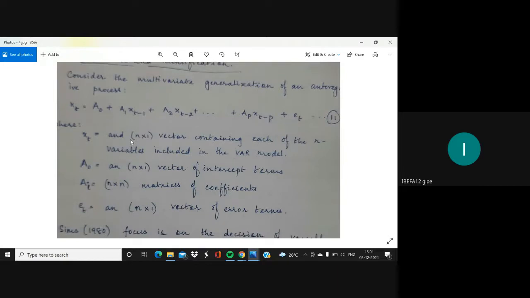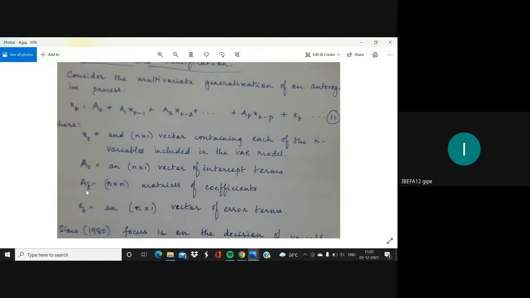So I think we had discussed up to this point. Now xt here is basically an n into 1 vector which contains each of the n variables included in the VAR model. So this will be your vector of endogenous variables, or all the variables whose interrelationships you want to study through your VAR model. Then a naught will be a vector of all the intercept terms. So you will have all your constant terms in the vector a naught here, and there will be n such constant terms. That's why it's an n into 1 vector.